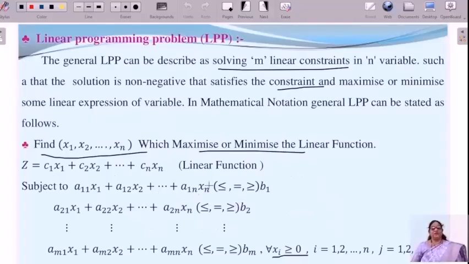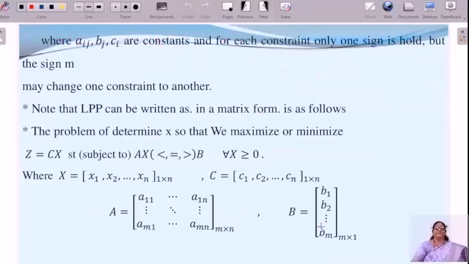Suppose you have a constraint of less than or equal to type, and you have to convert it into greater than or equal to type. Then you know that you have to multiply the inequality by -1. Less than or equal to becomes greater than or equal to, or greater than or equal to becomes less than or equal to. Therefore, the sign may be changed from one constraint to another constraint.